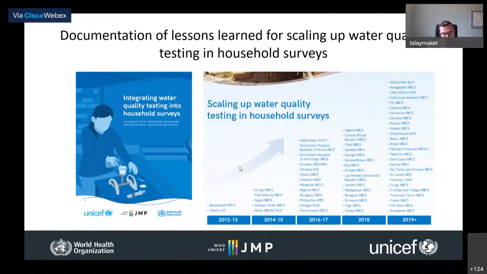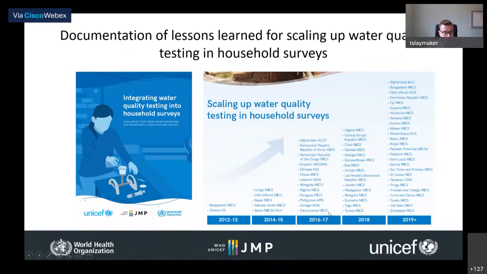You can see that we have been able to scale up since the initial pilots in 2012. We're now supporting between 10 and 15 countries each year. It started with the MICS, but we have now extended support to other international survey programs, including the World Bank LSMS, the USAID supported DHS surveys, and we're increasingly supporting a number of national household surveys directly, working directly with national statistical offices in order to integrate this module into routine national household surveys.